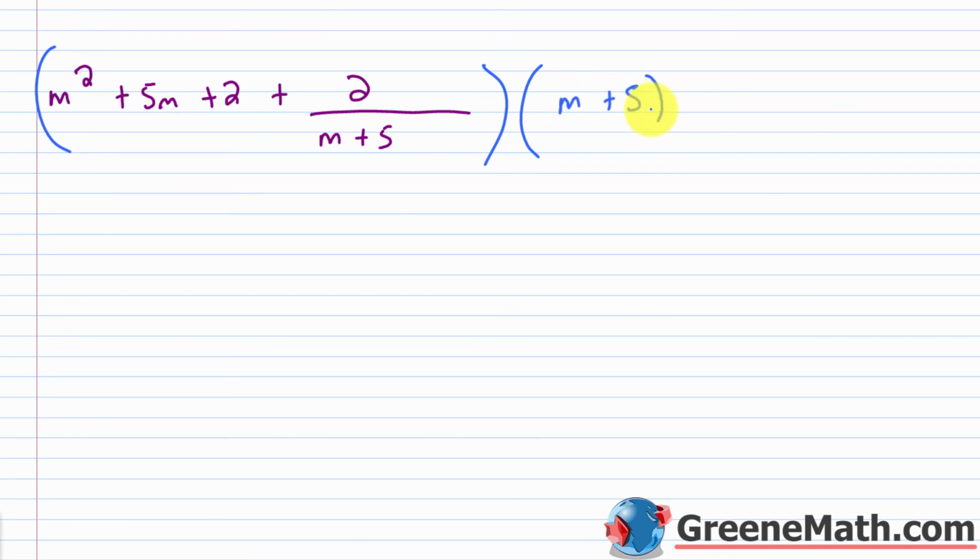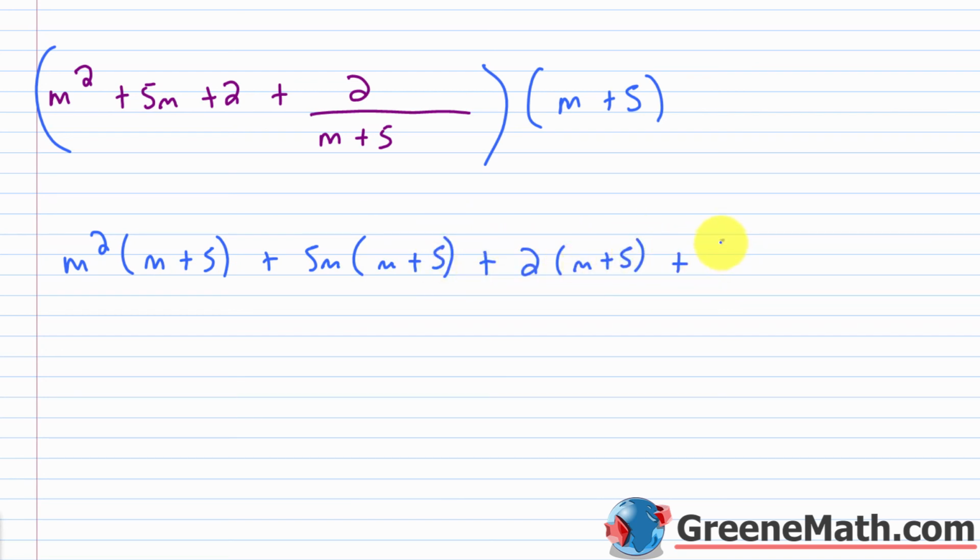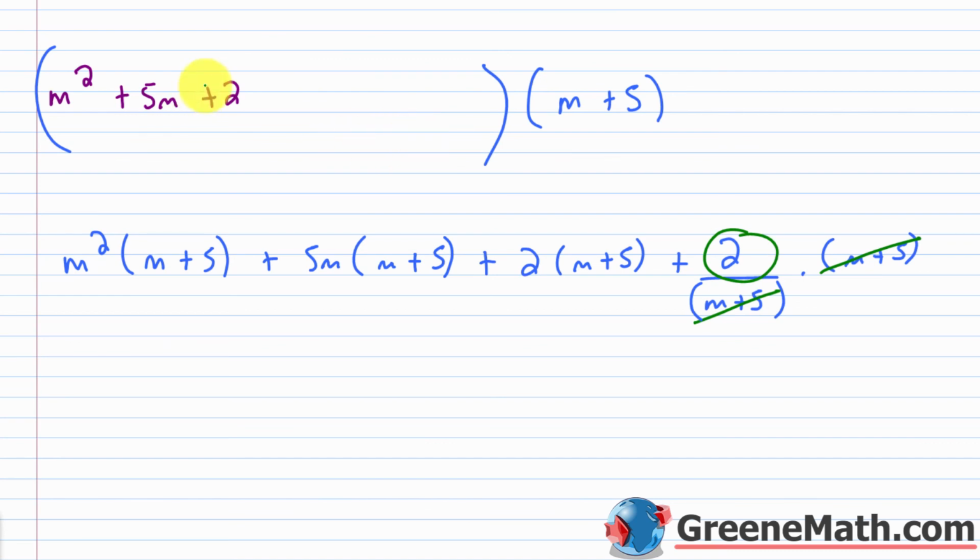So I could take and distribute this m plus 5 to each term, right? I could write this as m squared times the quantity m plus 5. Then plus 5m times the quantity m plus 5. Then plus 2 times the quantity m plus 5. Then plus 2 over m plus 5 times the quantity m plus 5. Now, the reason I do that is so that when we get down here, this cancels with this, and I'm just adding 2 at the end. So that's why it's the same either way. If I just didn't have this in here, and I did this multiplication, and then I just added 2, I'm getting the same thing. Okay, so that's why I'm saying it's the same either way.